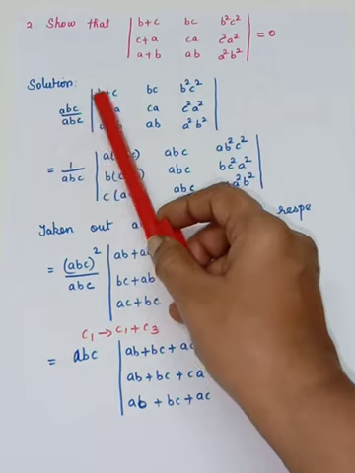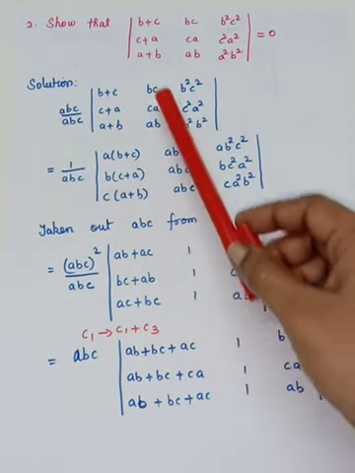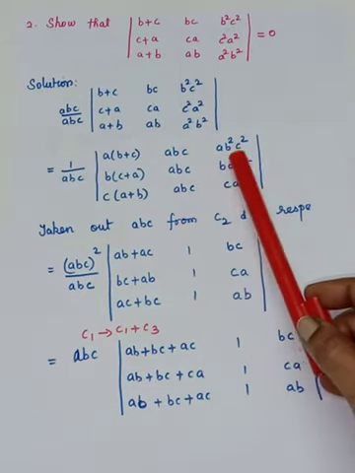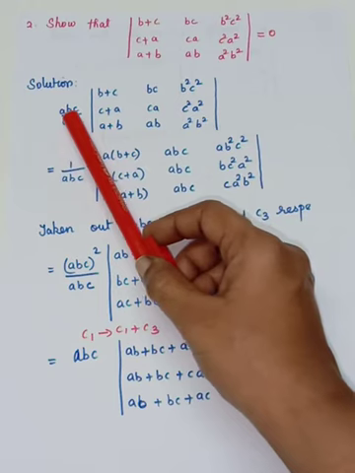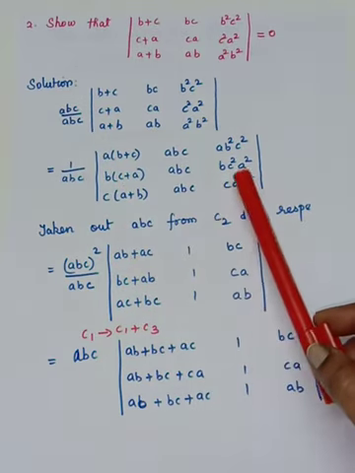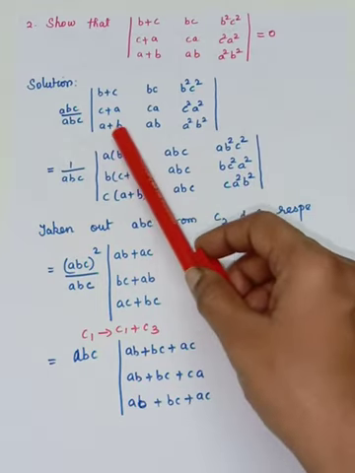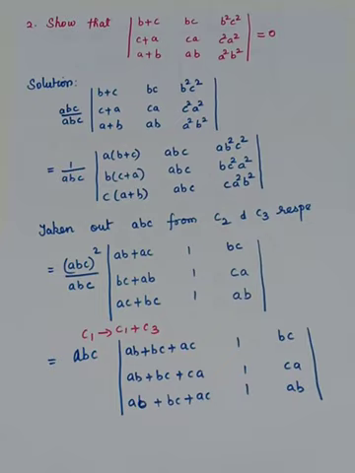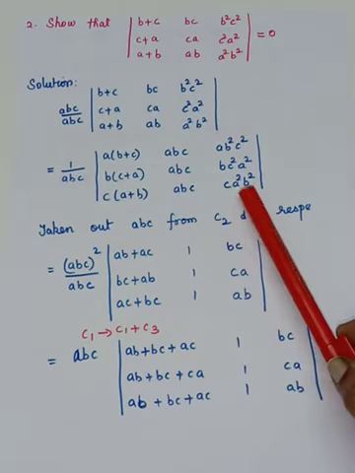So a has to be multiplied with R1. So a into b plus c, abc, a b squared c squared. The second row is multiplied by the scalar b. So b into c plus a, abc, and b c squared a squared. Similarly, c has to be multiplied with the elements of R3. So c into a plus b, abc, c a squared b squared.